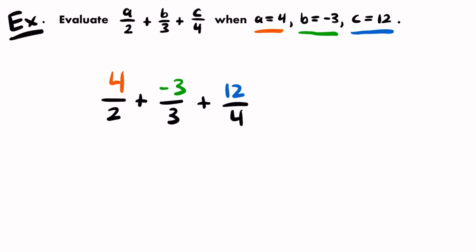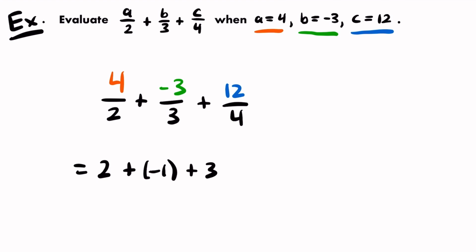And then we want to simplify, and remember your order of operations. We want to do all of our division first, and then we'll add our terms together. 4 divided by 2 is 2, so this is equal to 2 plus negative 3 divided by 3, which is negative 1. And then we have plus 12 divided by 4, which is 3. So we have plus 3.